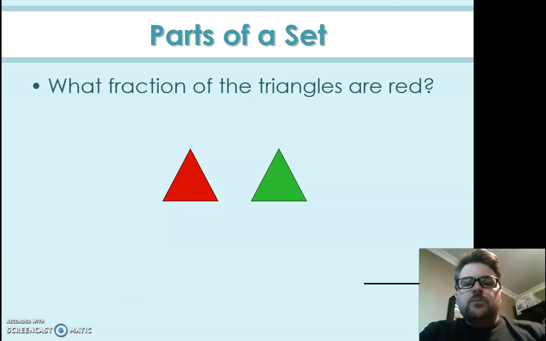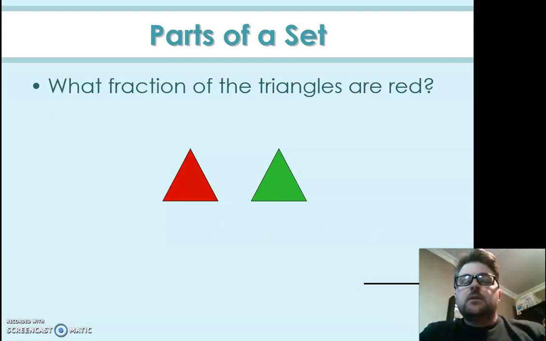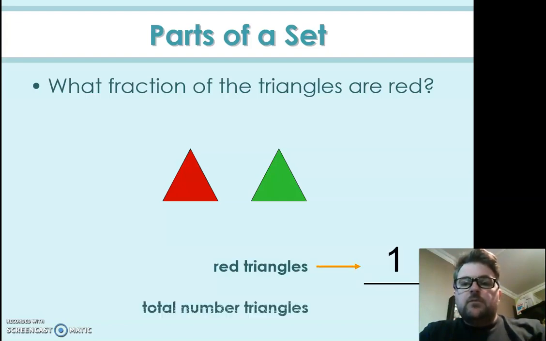What fraction of the triangles is red? First of all, let's work out our denominator. How many triangles are there in total? Yes, there are 2. How many of them are red? 1. So the number that I'm looking at would be 1. That would be the numerator. Red triangles, there would be 1. And the total number of triangles would have been 2. How do I read that fraction? I read that fraction as a half.